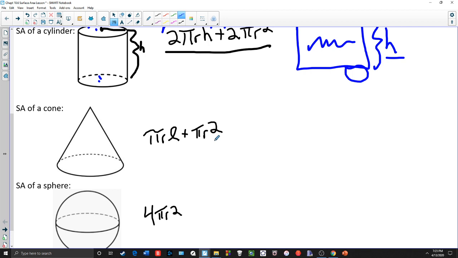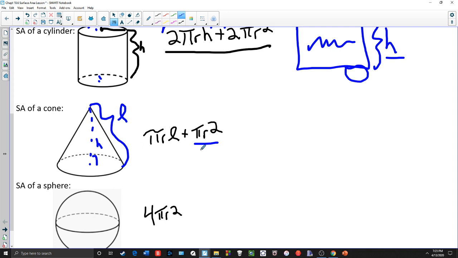For a cone, it's kind of similar, except that since we only have one circle on the bottom, we have pi r squared, not 2 pi r squared. And then this pi r L takes care of this curved portion on top, the actual conical portion of the cone. And the L there is the slant height. So that's this height right here. Basically, if you were to stand at the top of the cone and slide down, that L is the distance you would slide. So it's not the height like this. It's not the straight up and down height.